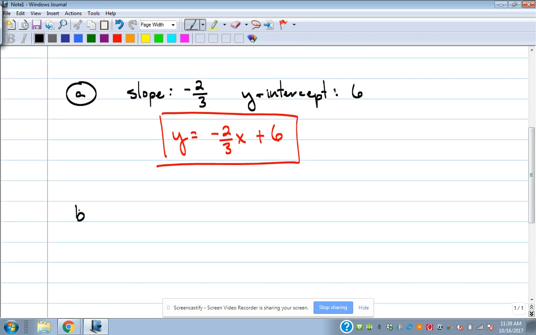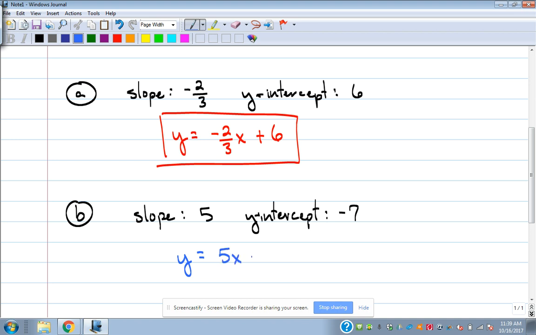Let's do another. Let's say the slope is 5 with a y-intercept of negative 7. So throw a negative sign on the y-intercept. What's our equation? Either plus negative 7. The common way of doing that is just saying minus 7.